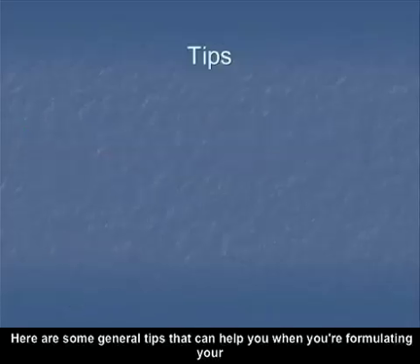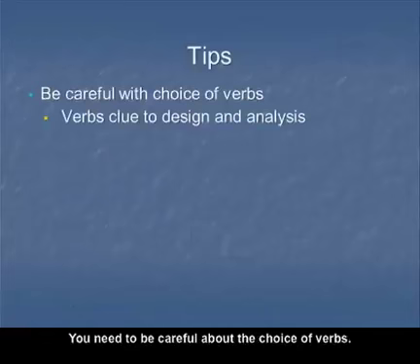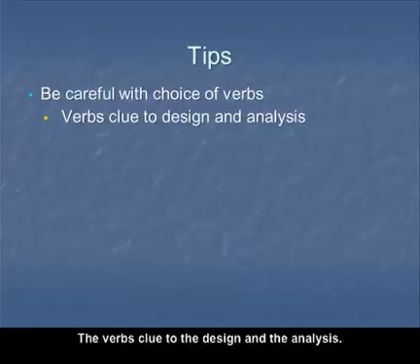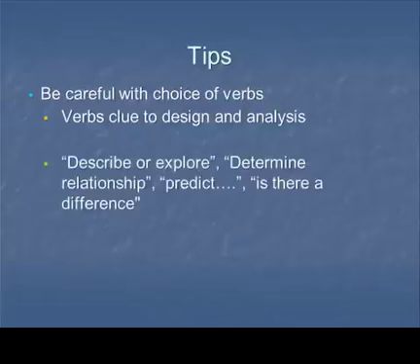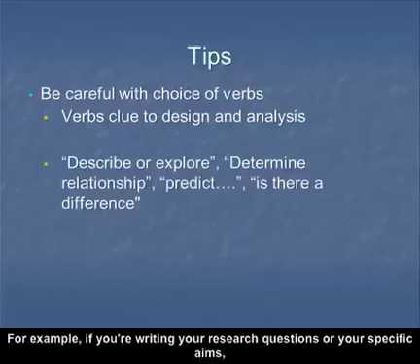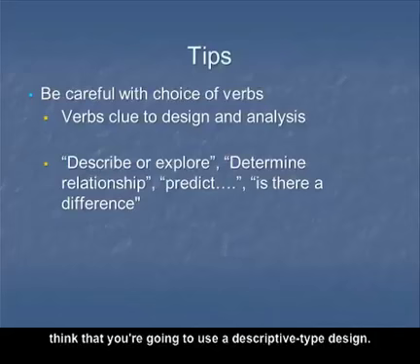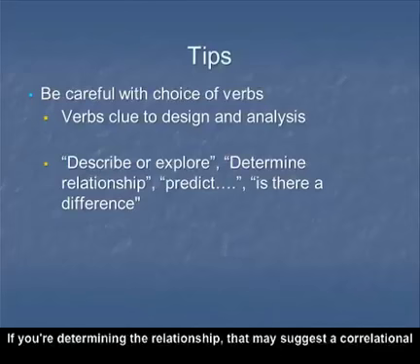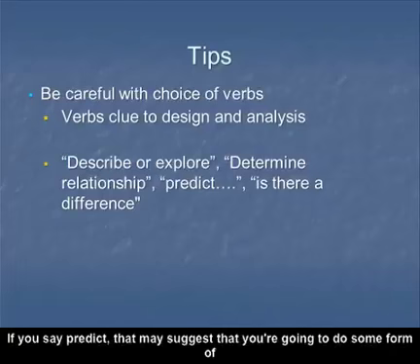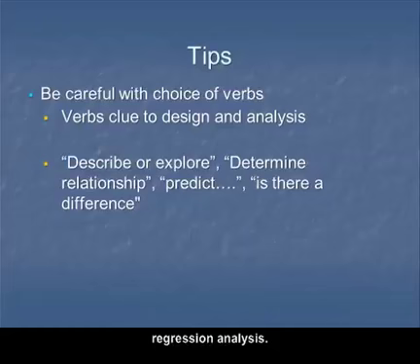Here are some general tips that can help you when you're formulating your research questions. You need to be careful about the choice of verbs. The verbs clue to the design and the analysis. For example, if you're writing your research questions or your specific aims and you're writing to describe or explore, then that might lead the reader to think that you're going to use a descriptive type design. If you're determining the relationship, that may suggest a correlational design. If you say predict, that may suggest you're going to do some form of regression analysis.